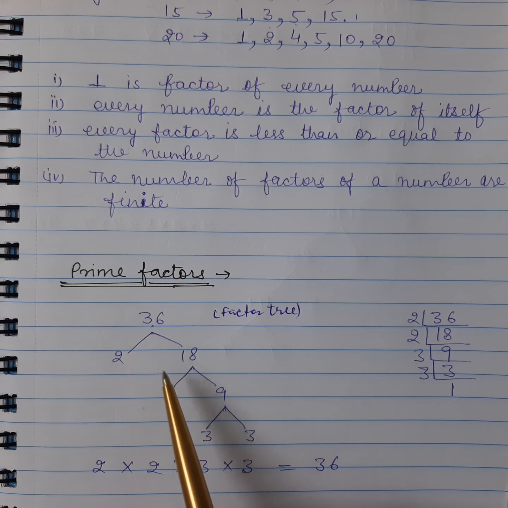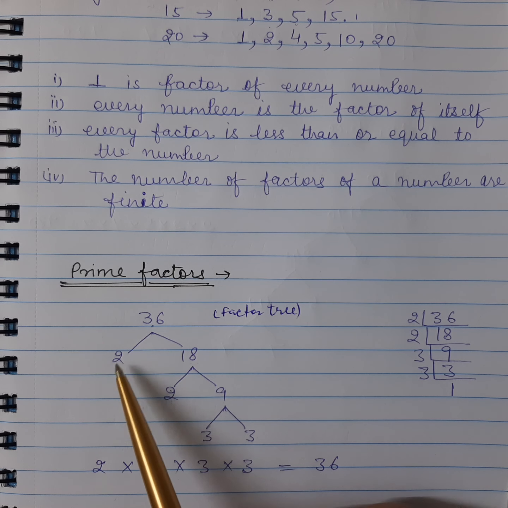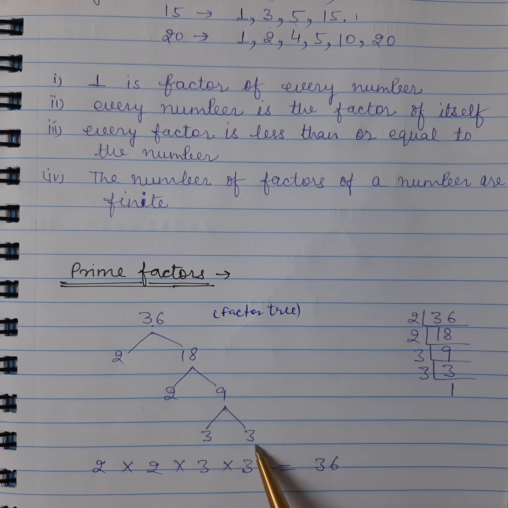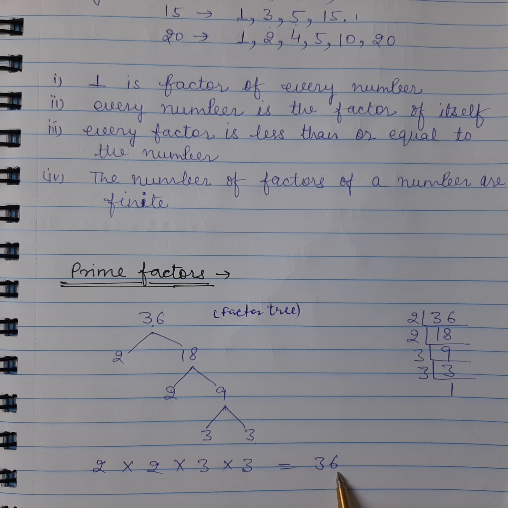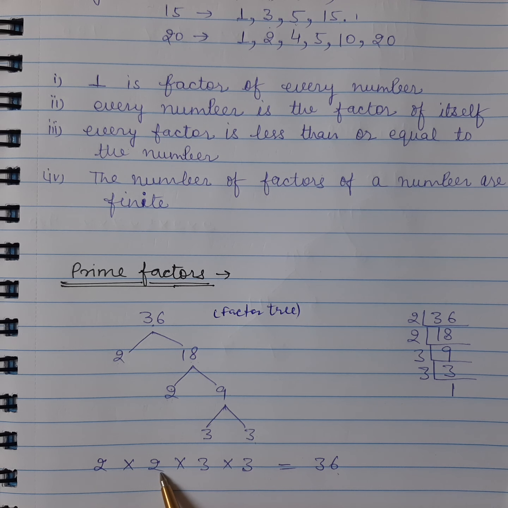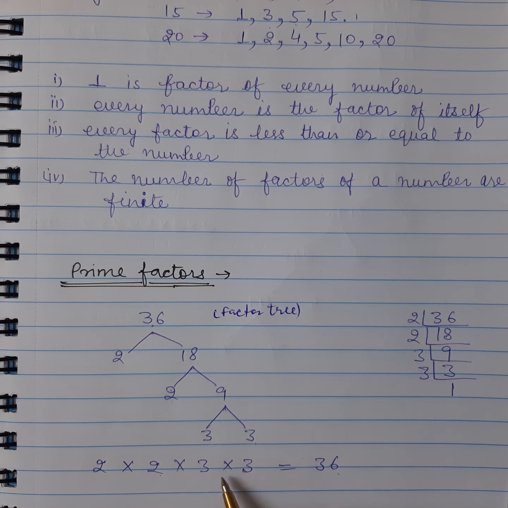So we can write the prime factors of 36 as 2 multiplied by 2 multiplied by 3 multiplied by 3, and if we take the product of all these factors, we'll get the number 36. So 2 multiplied by 2 is 4, 4 multiplied by 3 is 12, and 12 multiplied by 3 is 36.